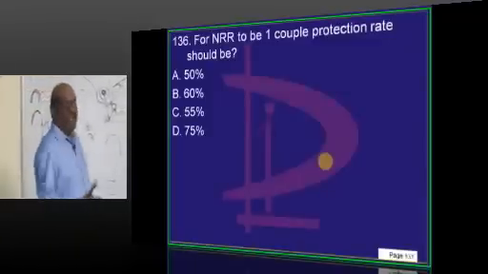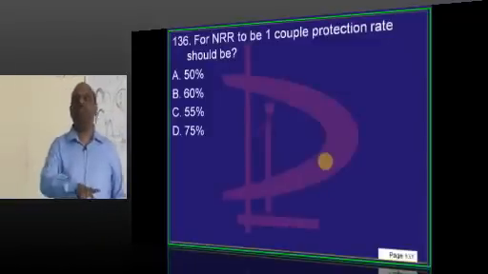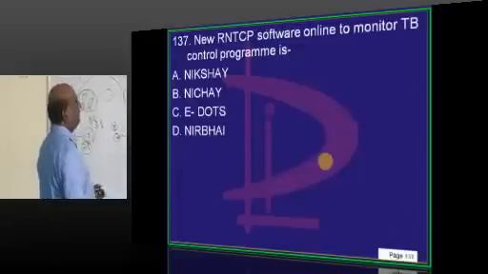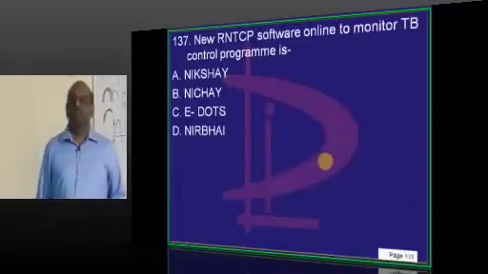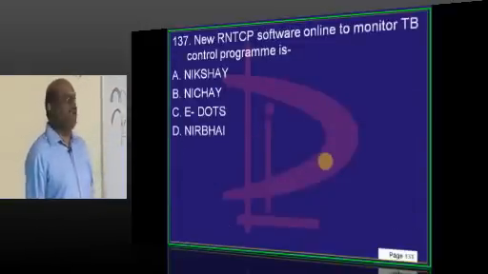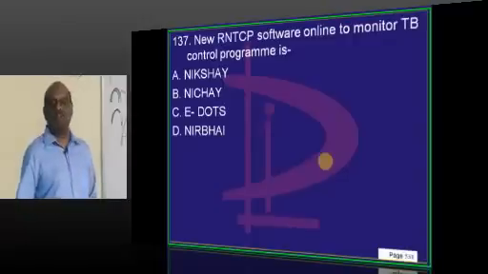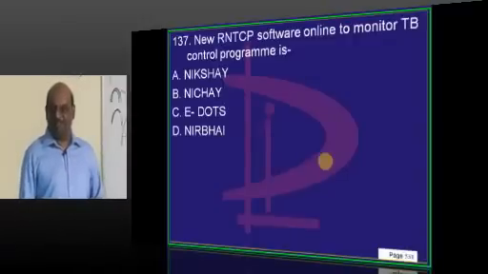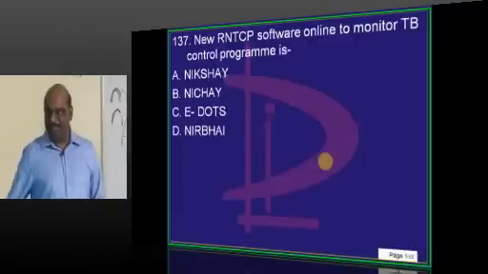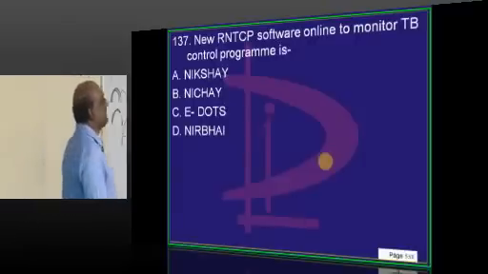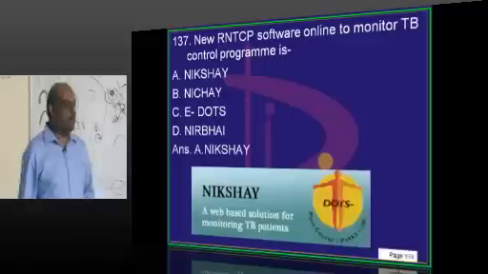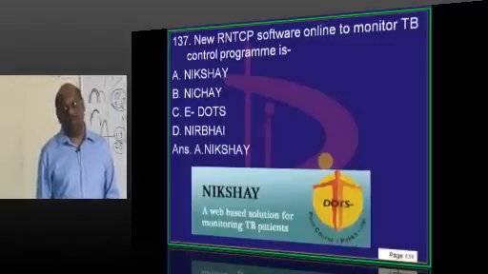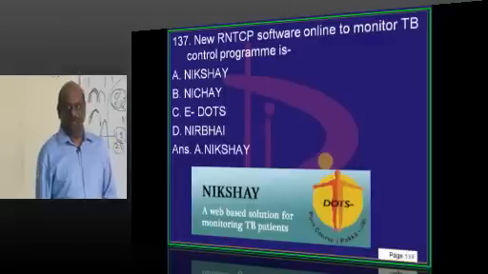So NRR of 1 is only possible if 60% are using condoms or any of the protection methods. This is too much. What is the RNTCP software online? Recently we gave the government an app called Davakhana app. I think that will also come in the question paper in future. To monitor the TB control program, NIKSHAY is a web-based solution, but a very good solution, very well adapted, right?